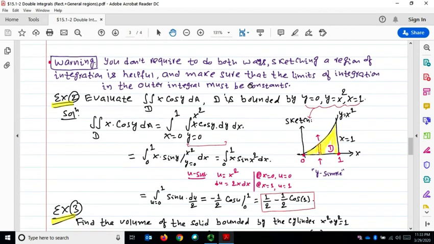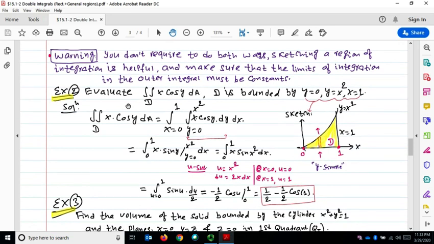Now let's do example 2. Evaluate the double integral of x times cosine y with respect to dA over the plane region D, where D is bounded by the curves y equals 0, y equals x squared, and x equals 1. So let's discuss the domain first. Here the domain is bounded by y equals 0, the x-axis, y equals x squared, this parabola, and x equals 1, this vertical line. So this is our domain of integration.